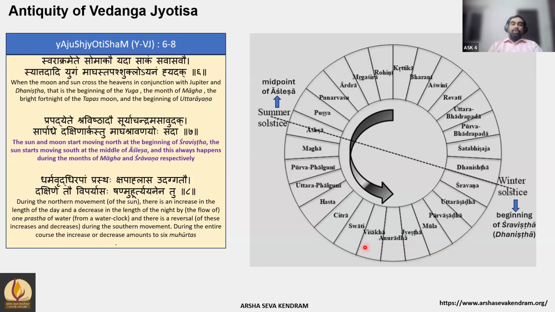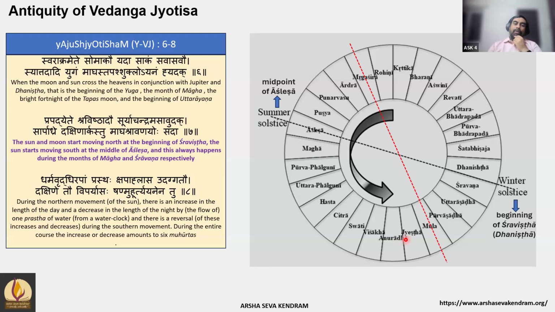So, just wanted to show this shloka from Yajush Jyotisha. See, the main takeaway from this is that the precession of the equinoxes has been identified. It was known. It is also documented, right? Which we will see in much more detail later.